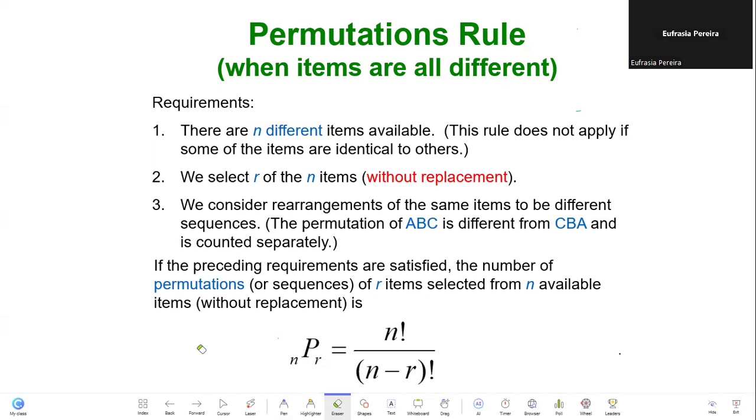without replacement is nPr equals n factorial over n minus r factorial. Yes, thank you. Okay, that's a factorial symbol.